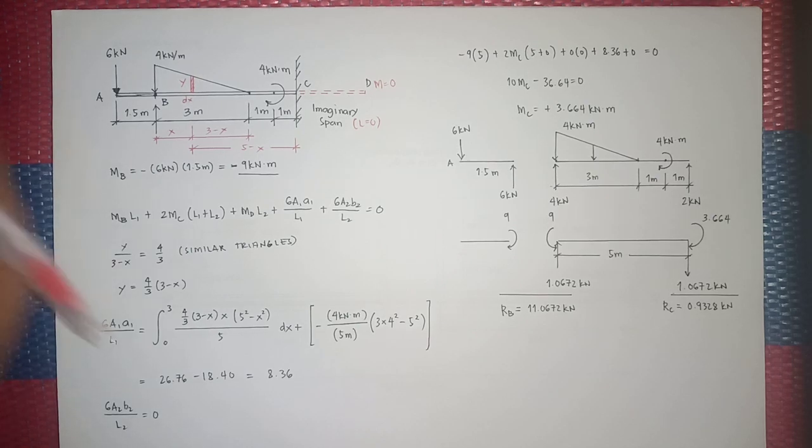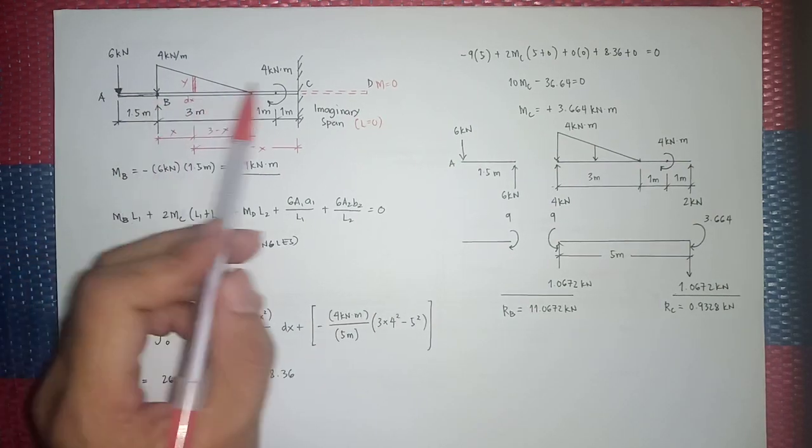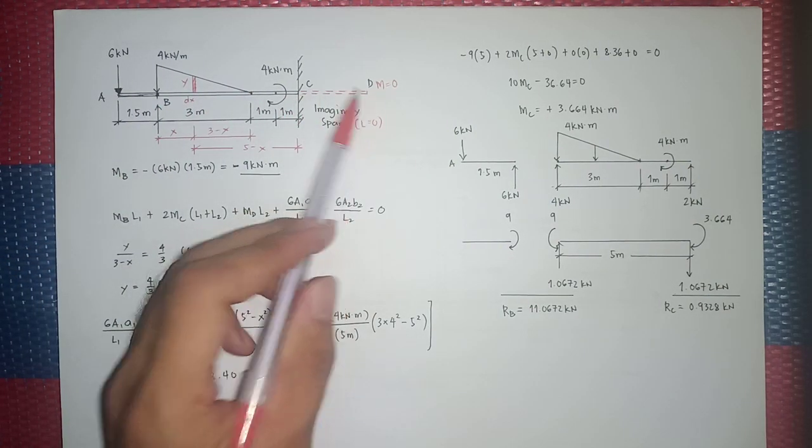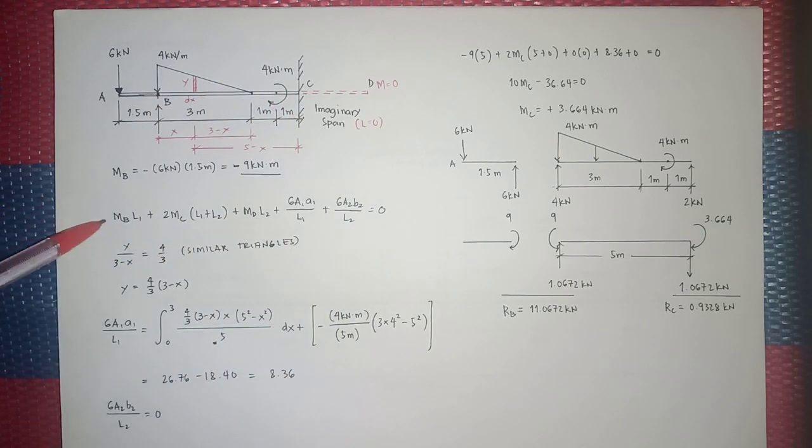So dahil wala rin naman load dito, dahil nga imaginary siya, yung 3 moment factor dyan sa span na yan, automatically will be equal to 0. Okay, so ang gagamitin natin ng 3 moment equation is yung points B, C, and D. Kumbaga, ito yung ating span 1, ito yung ating span 2.